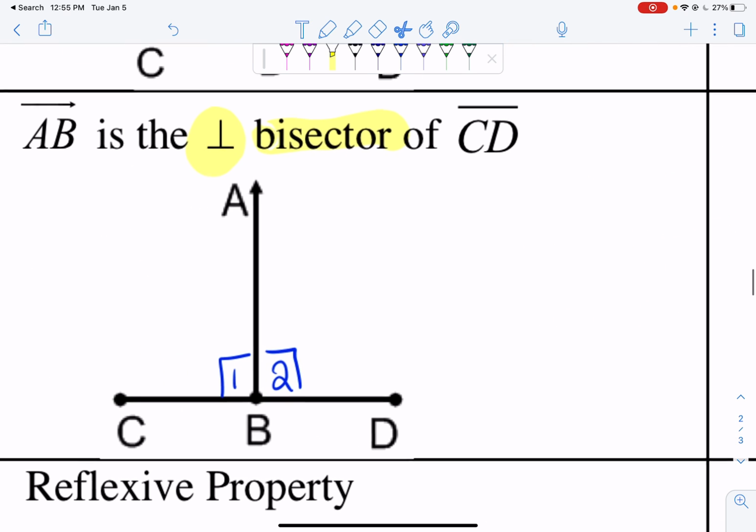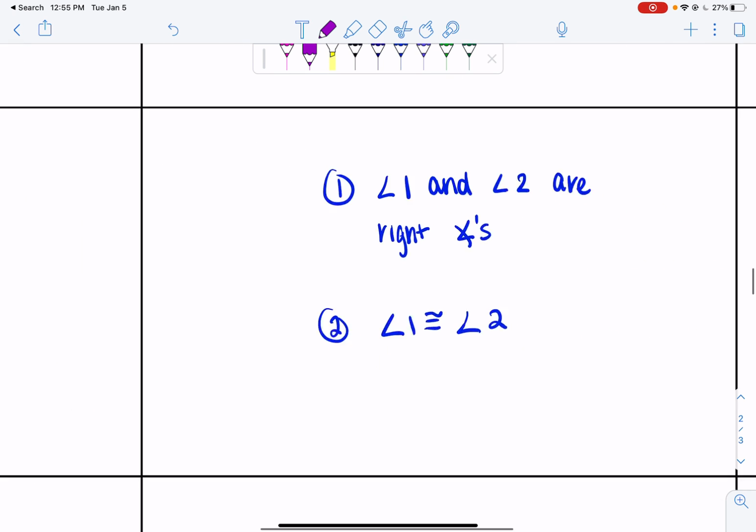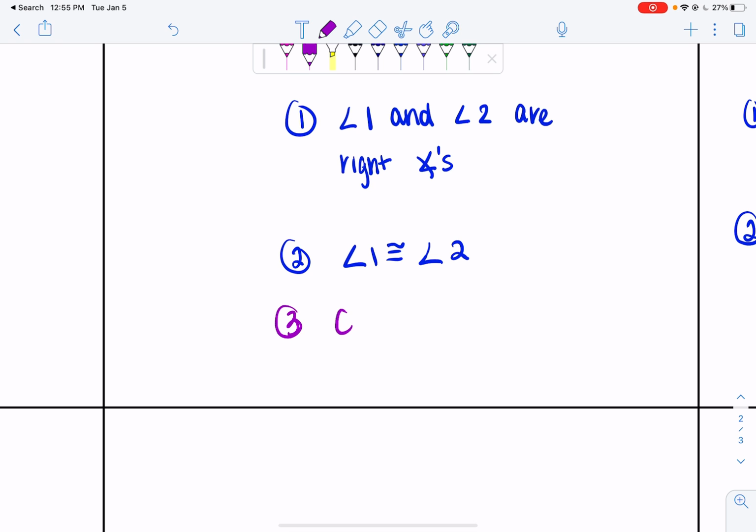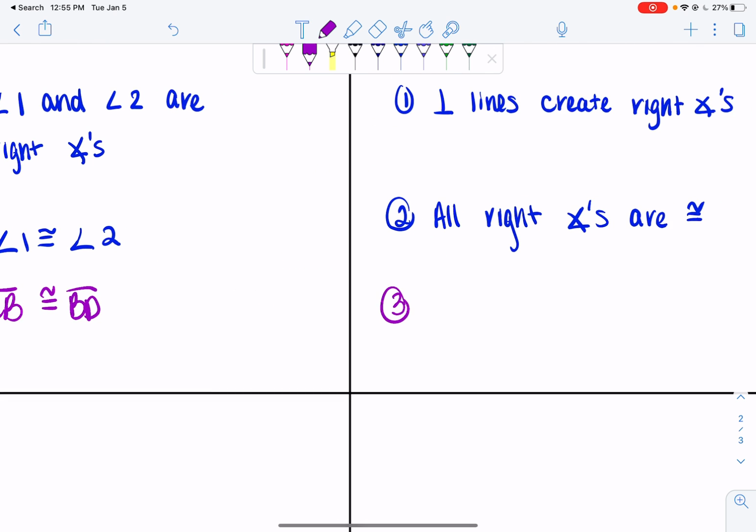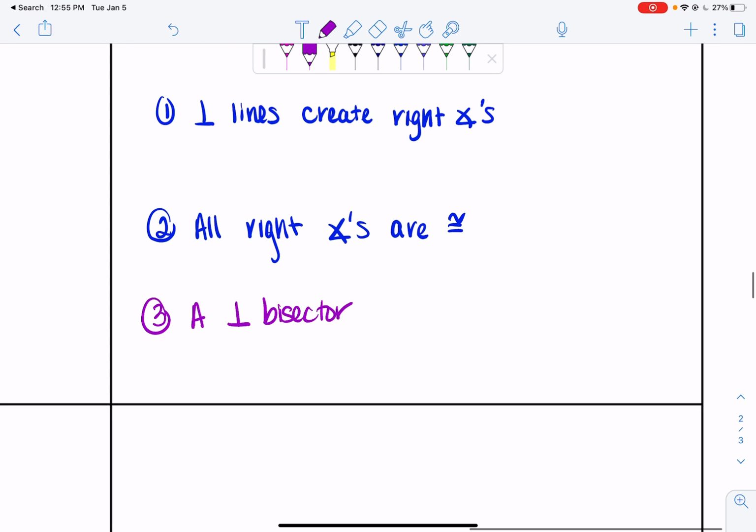But now that I have the perpendicular bisector, I'm cutting this segment right here, CD, in half. So I can say CB congruent to BD, and my reasoning would be a perpendicular bisector creates two congruent segments. Eventually, when we really perfect our proof writing, we're not going to have to write all these reasons. We can eventually just say definition of perpendicular bisector, but for now, we're going to say the full reasons.